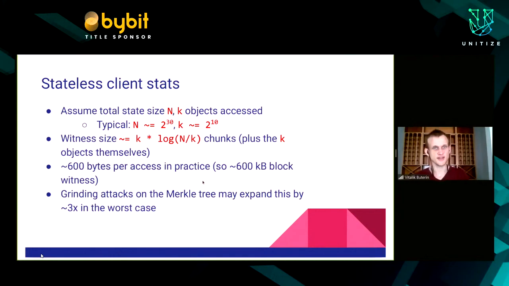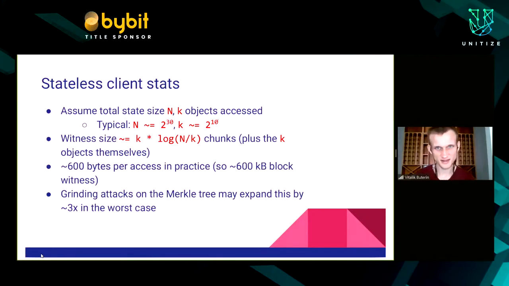Some statistics, right? Just for notation, we'll use N to refer to the total size of the state. So this is the total number of accounts and contracts and storage slots and all of this stuff together. And K is the number of objects that get accessed in a block. Approximately speaking, in Ethereum blocks, N is around 2 to the 30 and K is around 2 to the 10, right? So N is about 1 billion, K is about 1,000.